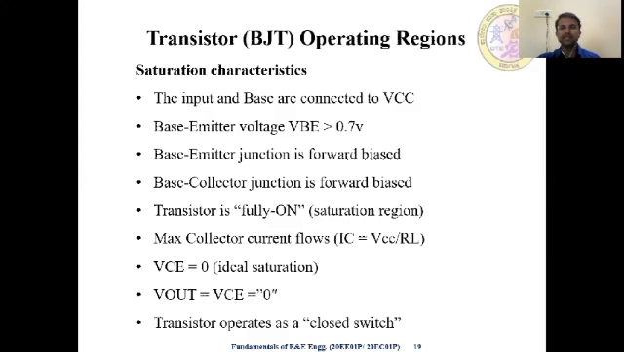Now the transistor is said to be fully on, that is, in the saturation region, and the maximum collector current is given by the equation IC = VCC / RL, where RL is the load resistance and IC is the collector current. The VCE in the ideal saturation condition will be almost equal to 0. Collector emitter voltage will be 0. So the output voltage and the collector emitter voltage will be 0 here. Now the transistor operates as a closed switch. That is, the transistor has been turned on and it is operating like a closed switch.